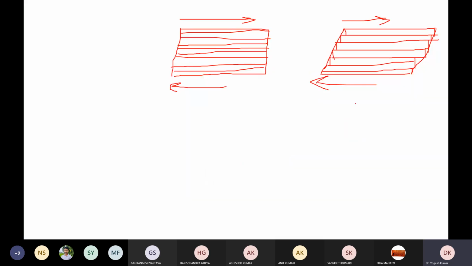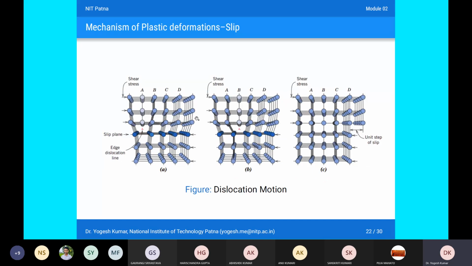Okay, so here let me now draw one more figure. What happens here? Because in the case of slip, what we can see in the overall geometry is that the plane of atoms is getting moved in the direction of your shear stress. Okay, so what is happening at the atomic level? I already have a figure to make it more clear.